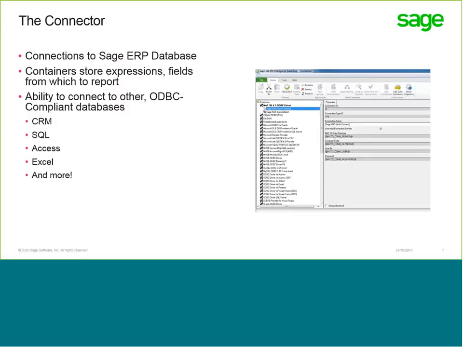Okay, so let's get back to the connector and talk a little bit about what it is and how it works. The connector module is the actual point where your database connections are established. It determines what kind of data is available for your reporting. Within your connector module, you've got your connections and your containers, and these define what database the report is pulling from. It tells the system where that database is, and then what tables, fields and expressions you're going to make available to your report.